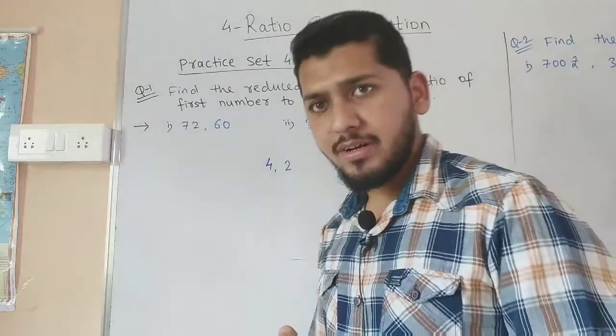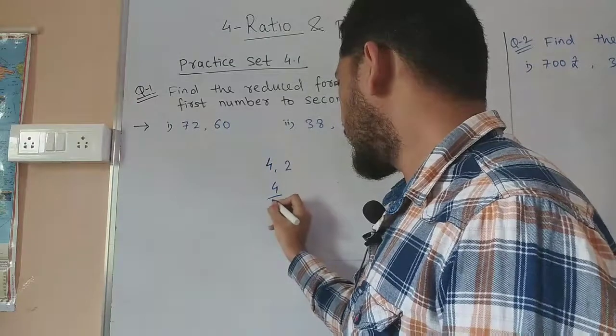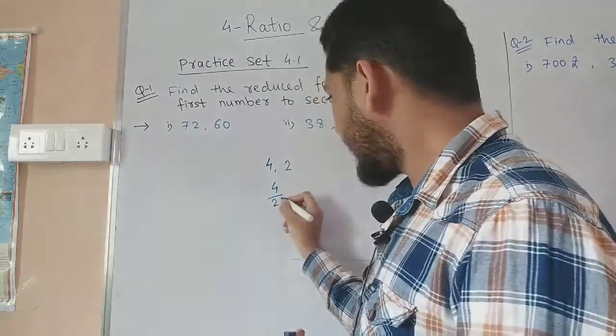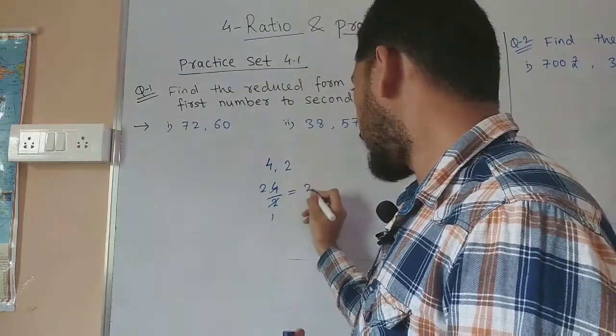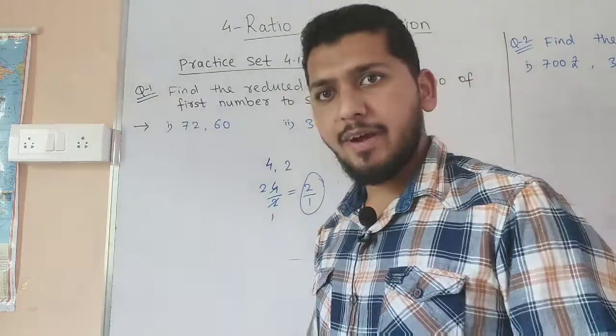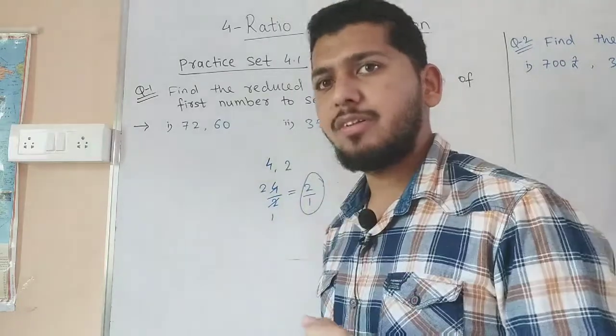So this is the quantity, numbers 4 and 2. If I divide these two numbers, you will get 4 upon 2. But this is not the reduced form. This is the ratio only. Suppose I divide this: 2 ones are 2, 2 twos are 4, then you will get 2 upon 1, and that number is called the reduced form. After dividing, whatever amount is left is called the reduced form.